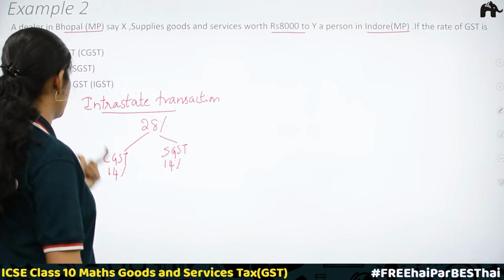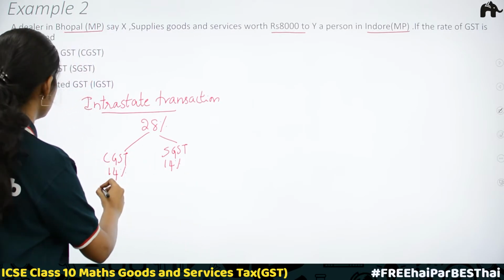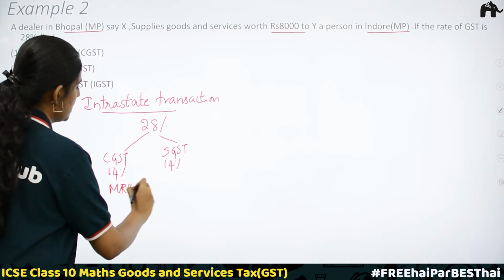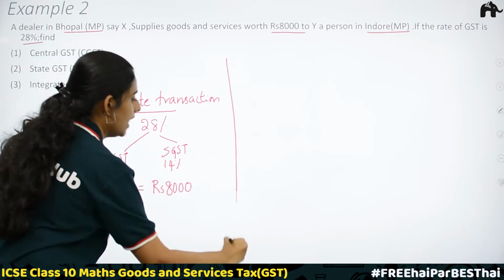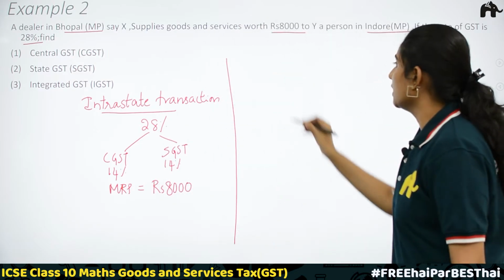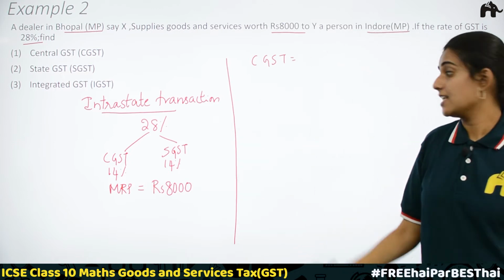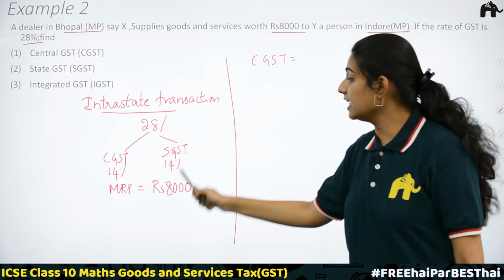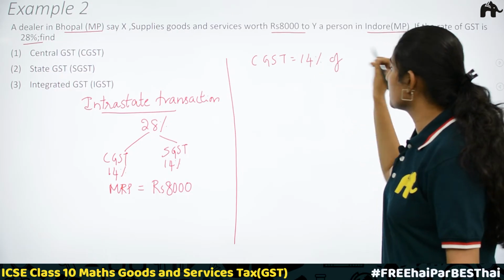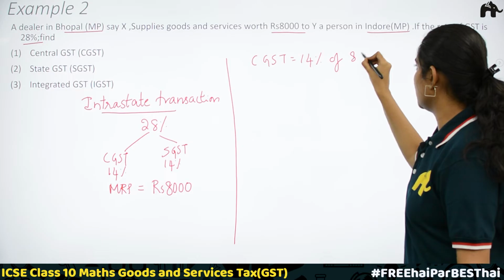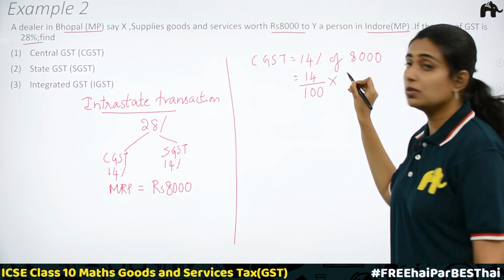The remaining half, that is half of 28, will be SGST. We got the tax percentage. When tax percentage is known, we know how to calculate the tax amount. Here the MRP is rupees 8,000. Now we will calculate CGST amount and SGST amount. To calculate CGST, how do you find CGST? Yes, that is this much percentage of the given amount. Here it is 14%. CGST is 14% of 8,000 MRP, which is equal to 14 divided by 100 into 8,000.